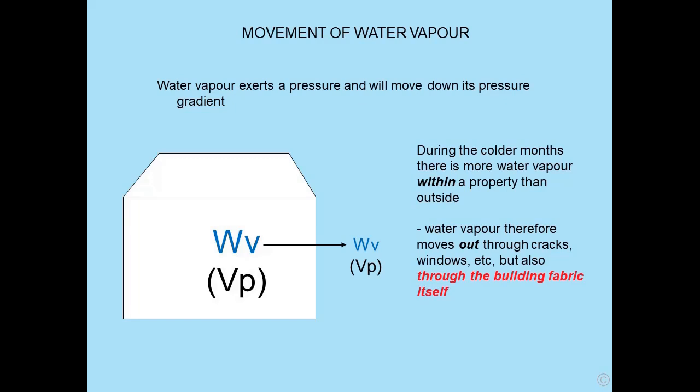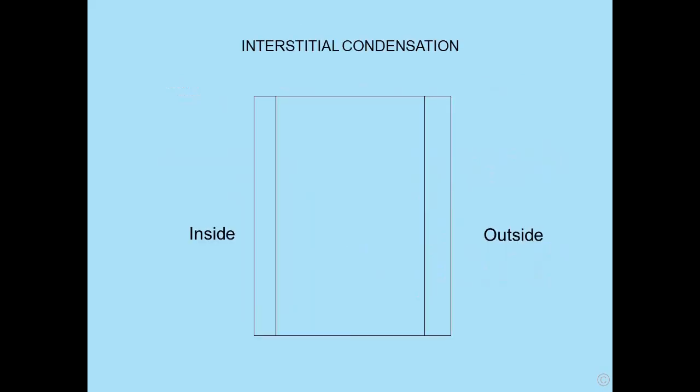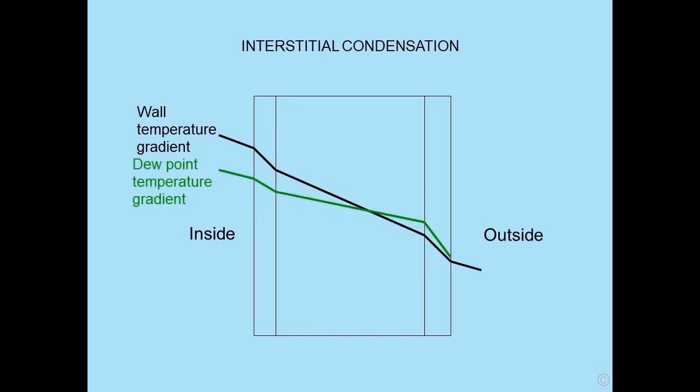Water vapour therefore moves out through cracks and crevices, moving down its vapour pressure gradient, but it also moves through the building fabric itself. What we have is the inside here and the outside, and that's a wall. What we have is a wall temperature gradient, warmer inside than outside usually. But we can also calculate a dew point temperature gradient through the wall. And if those two cross, that is the point at which we get interstitial condensation. The condensate is forming within the fabric of the wall.